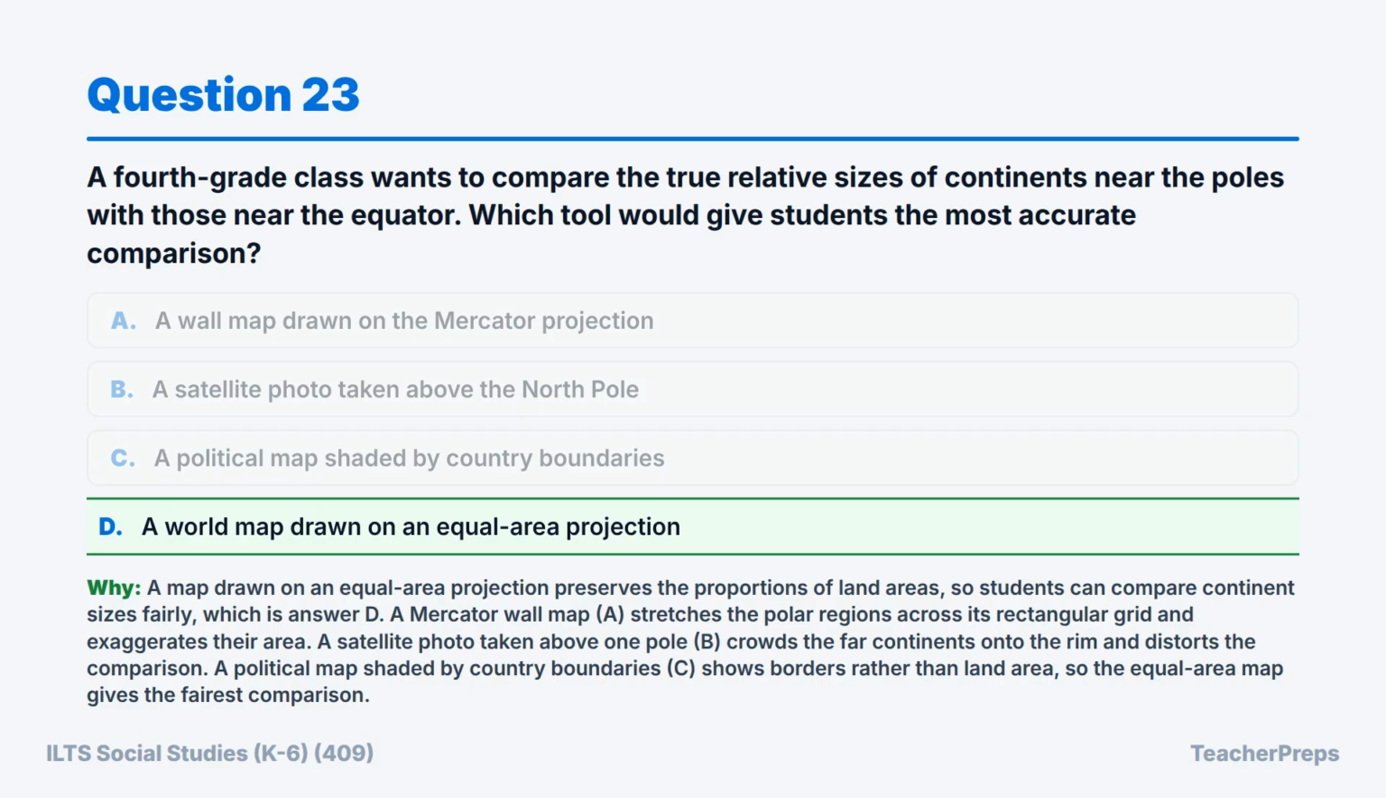A Mercator wall map, A, stretches the polar regions across its rectangular grid and exaggerates their area. A satellite photo taken above one pole, B, crowds the far continents onto the rim and distorts the comparison. A political map shaded by country boundaries, C, shows borders rather than land area, so the equal area map gives the fairest comparison.